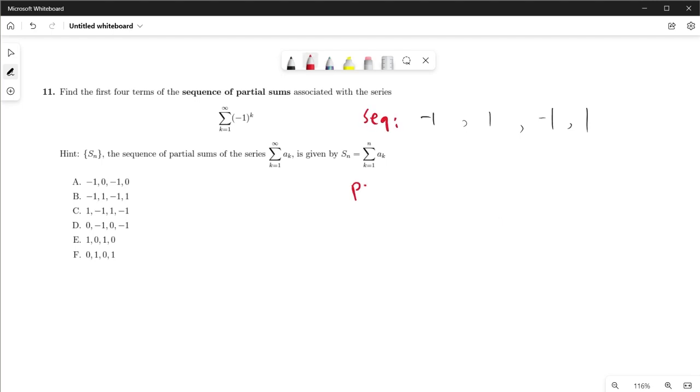And then the partial sum will have the first one as just the first term, and then the second partial sum would be the sum of the first 2. And then the first 3, it will oscillate between -1 and 0. So that will be just A here.